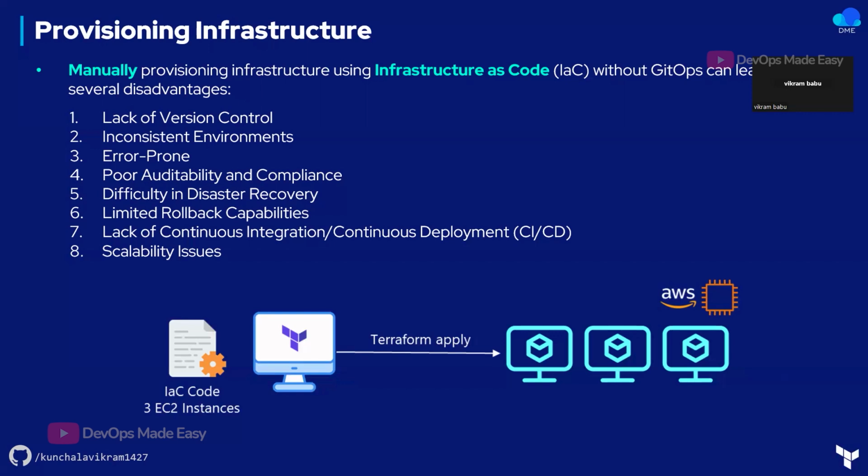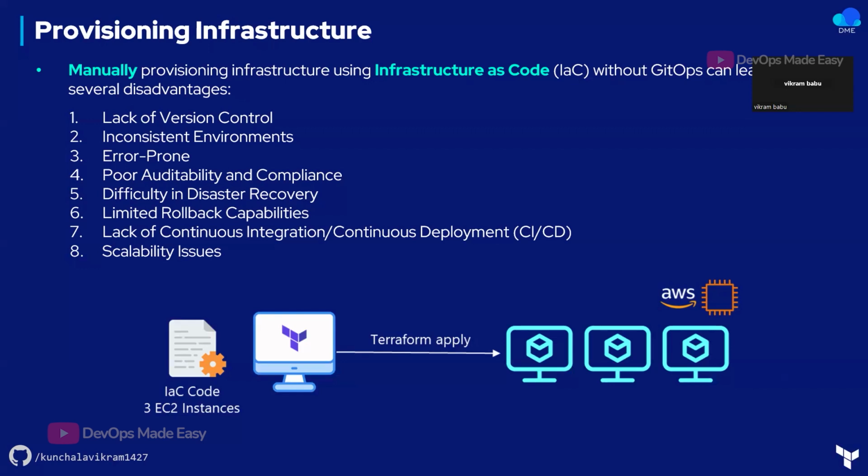Difficult disaster recovery. Let's say you set up the initial infrastructure, and now you made some changes to the infrastructure, but that infrastructure is not created properly. Then how do you roll back the changes? You don't have the previous files with you because you're not version controlling them. So going back to the previous state will be a little bit challenging, which means you will have difficulty in disaster recovery as well. Limited rollback capabilities: as I already said, since you're not controlling the versions of each and every configuration, it is very hard to roll back.